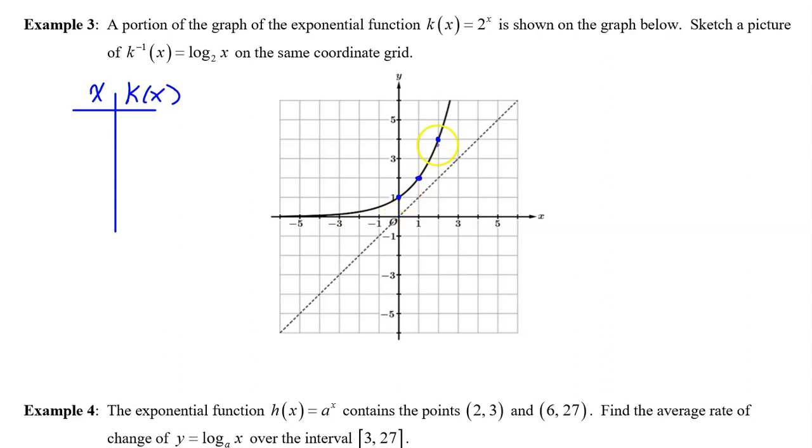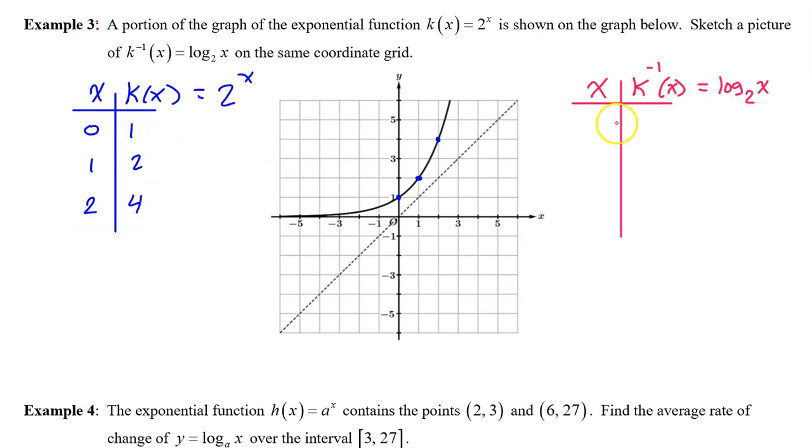Let's identify a few key points from the original graph of k of x. For example, we see the points (0, 1), (1, 2), and (2, 4). The corresponding points on the graph of k inverse will be (1, 0), (2, 1), and (4, 2). So let's see, (1, 0), (2, 1), and (4, 2).